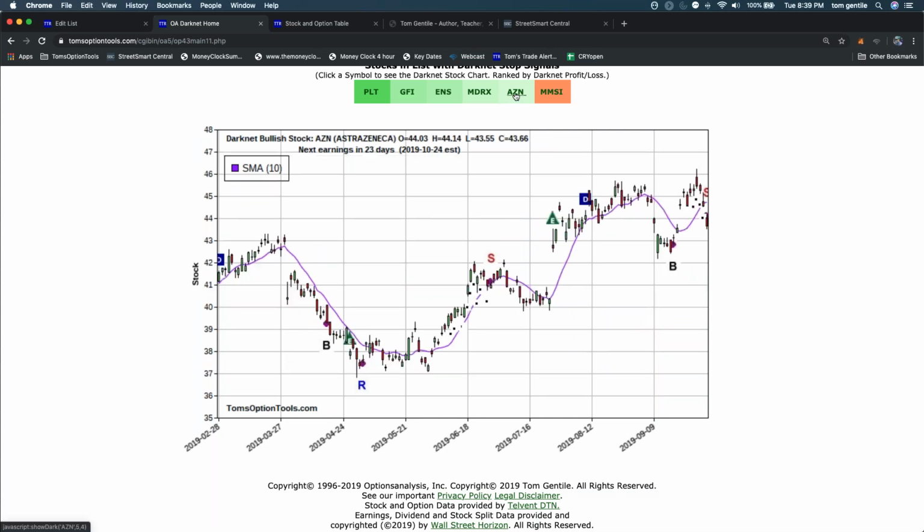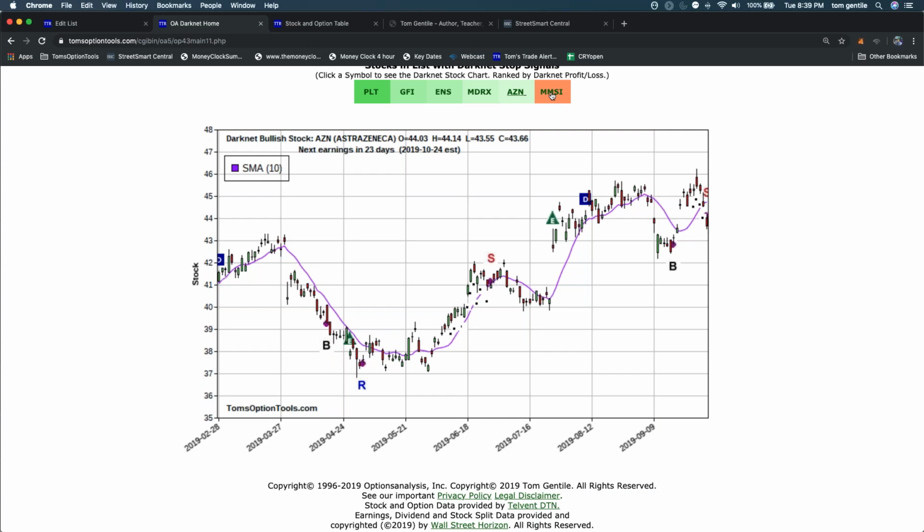AZN. Well, AZN has had a colorful past. About 39.5 buy. Here's a 37.5 rebuy. Here is a 41 sell. Here's a 43 buy and a 44 sell.